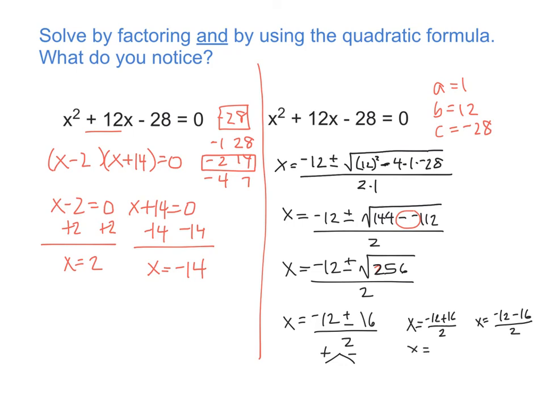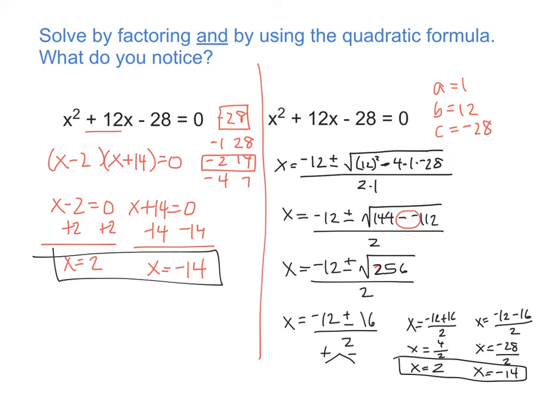Negative 12 plus 16 is 4, divided by 2, so x equals 2. And x equals negative 12 minus 16, which is negative 28, divided by 2, which is negative 14. And what you see here is that we have the same two solutions as we did over here, 2 and negative 14. So we're really doing the same type of thing. We're solving for x in this equation with two different methods.